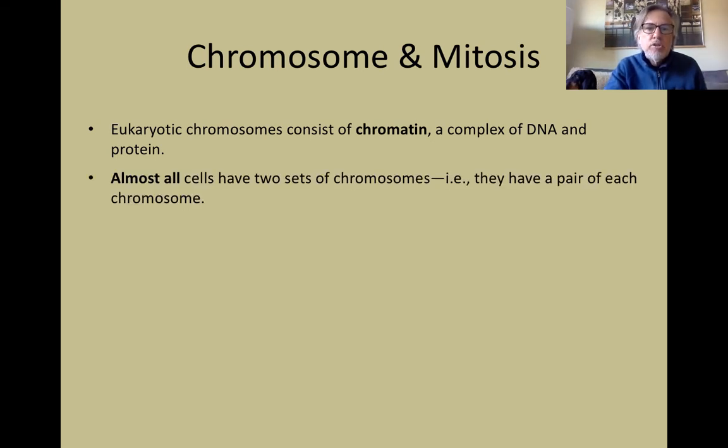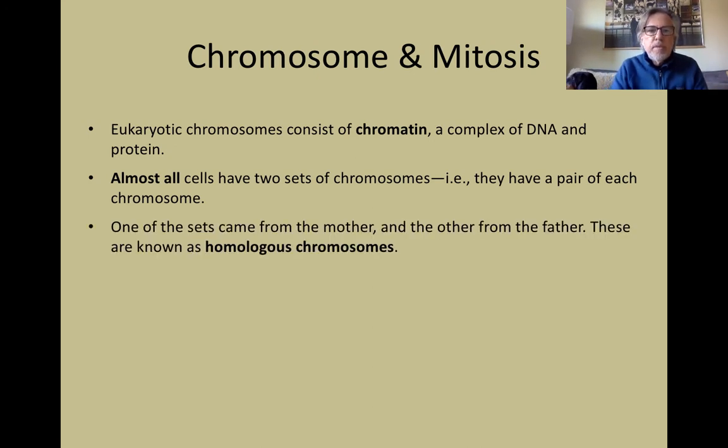Up to now, we've sort of considered that the DNA is just the DNA, but in eukaryotes, it's actually a complex with proteins. Almost all cells have two sets of chromosomes, and so what that means is that they have a pair of each chromosome. One set comes from the individual's mother and the other from the father. And these are called homologous chromosomes. So that's vocabulary you need to know.